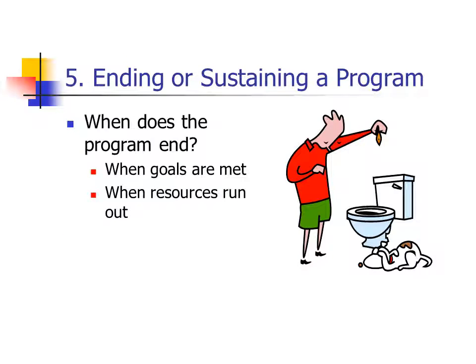Okay, so finally, what happens at the end of a program, or when does a program end? Well, obviously, if you met all of your goals and there wasn't anything else to do, then of course the program would meet its natural end. Or if you're a grant-funded program or a state-funded program, when those resources are not there anymore, and usually funding is for a specific period of time, whether it's a year or 2 years, 3 years, 4 years, whatever. Ultimately, that period of time runs out. And so at that point, unless new resources can be found, the program ends.